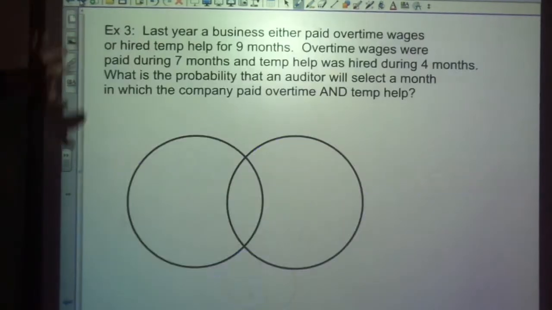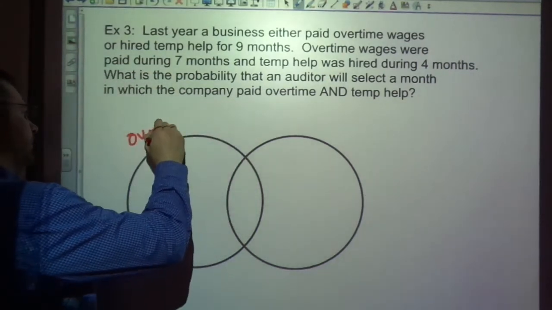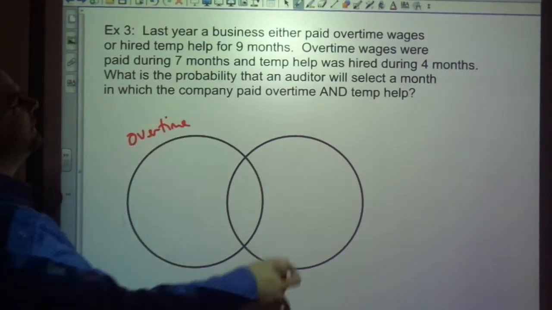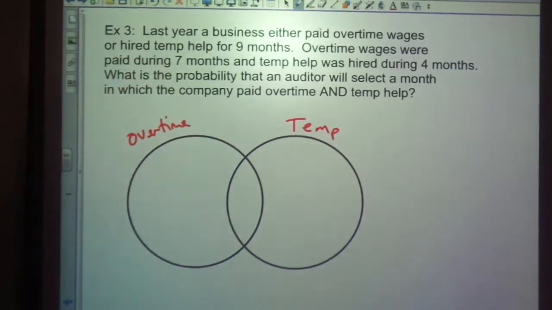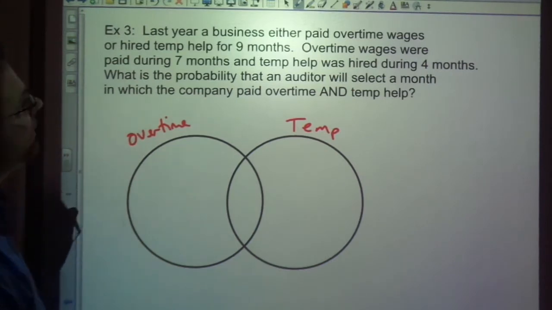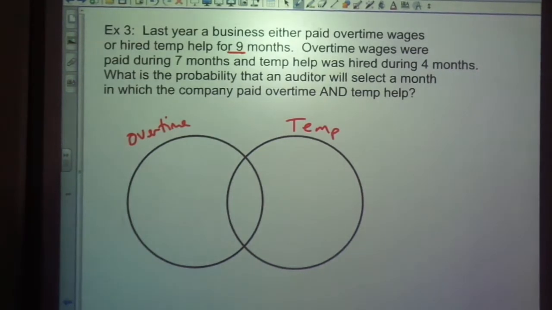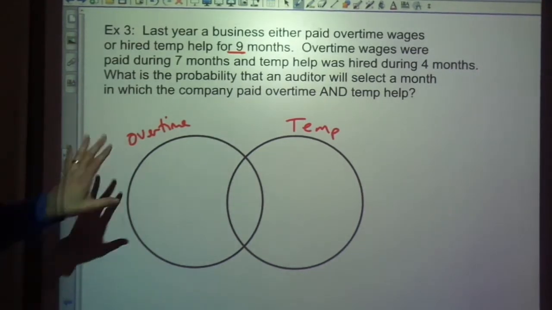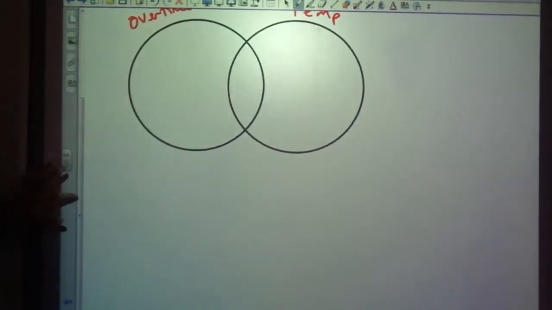Okay, last example. You may want to pause it and copy this down. We've got a business that pays either overtime wages, so we'll make this overtime, or it gets temporary help. So there's times when they're in the temporary help. Overtime wages were paid during 7 months, and temporary help was hired during 4 months. But there were 9 total months in which we had temporary help or overtime. So this plus this together is equal to 9.